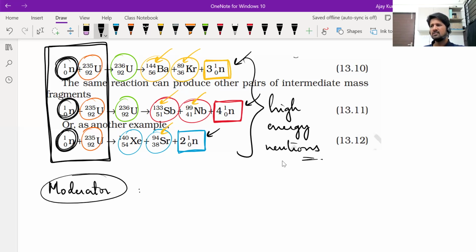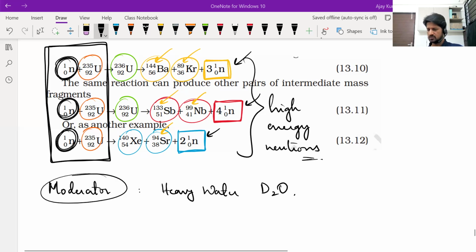Okay, usually the moderator used is heavy water, D2O. The entire nuclear reactor will be filled with heavy water. I mean, all the empty space in the nuclear reactor will be filled with heavy water such that these fast moving neutrons collide with it and slow down, and they will be able to participate in the next step of the reaction. So that is how we overcome this problem of high energy neutrons. We can make them low energy neutrons.